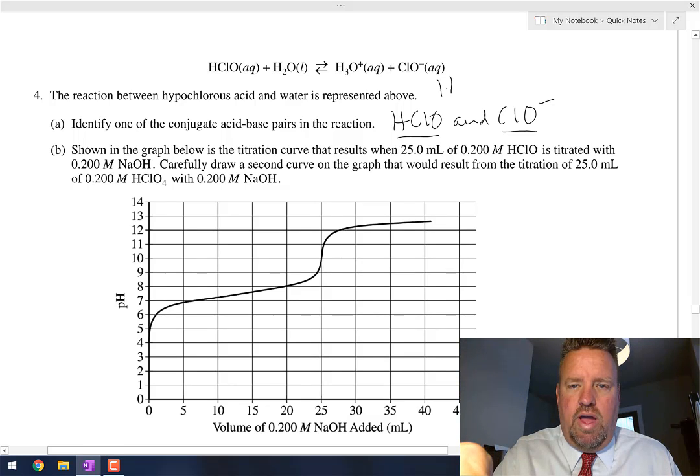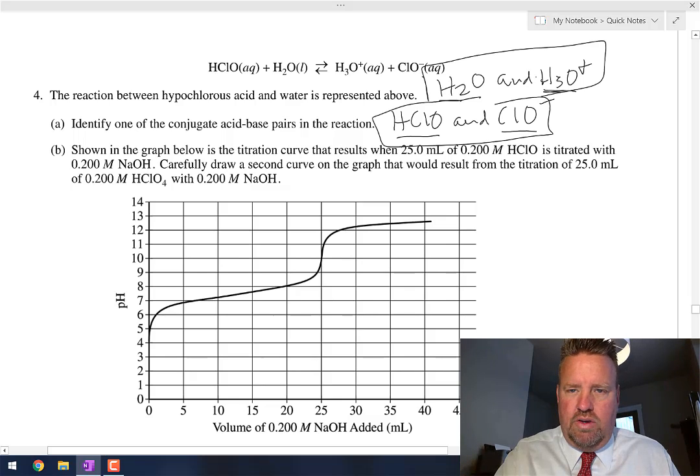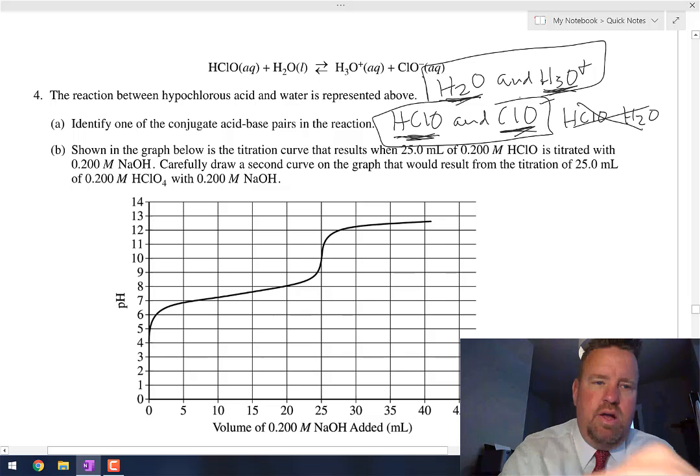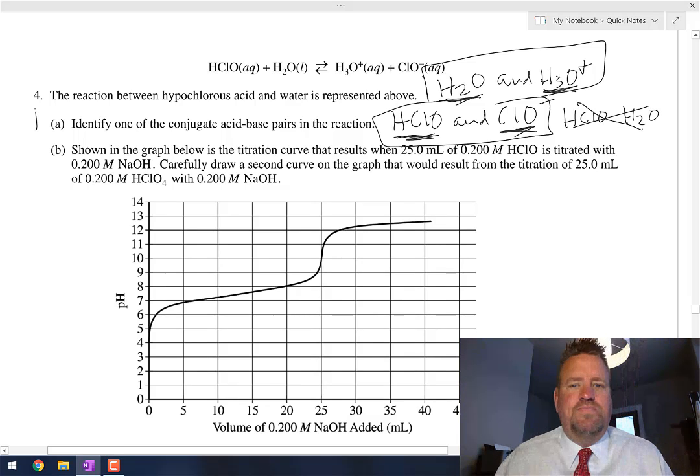And then the other acid-base pair, you could have said H2O and H3O plus. Again, that would be the base, that would be the conjugate acid. So either this answer or this answer, but you can't say HClO and H2O. That's not an acid-base pair. It has to be the acid and its conjugate base, or a base and its conjugate acid. That is just a 1-point response.